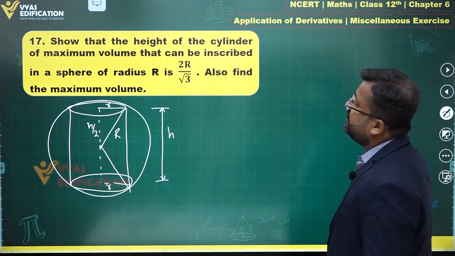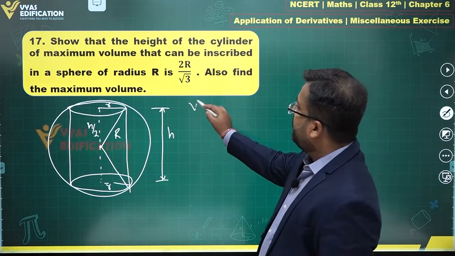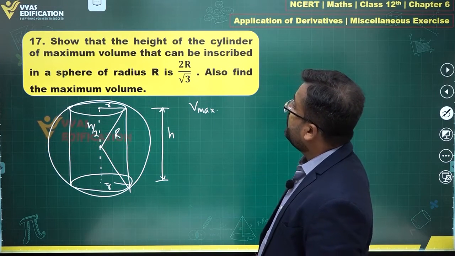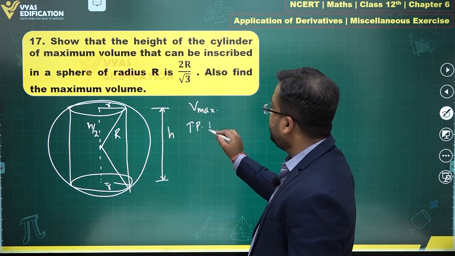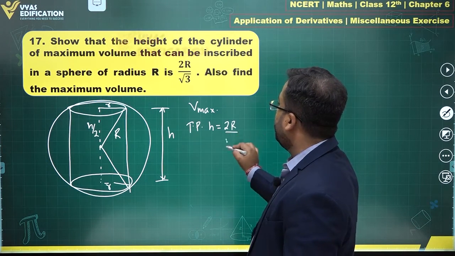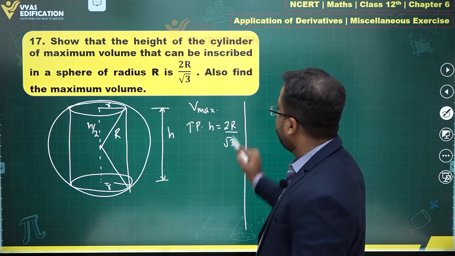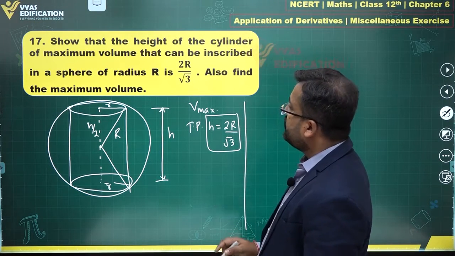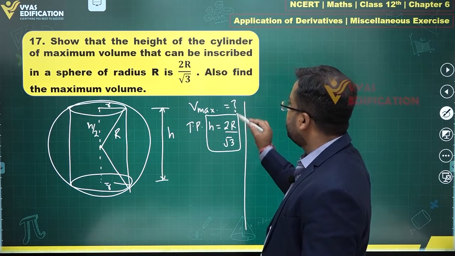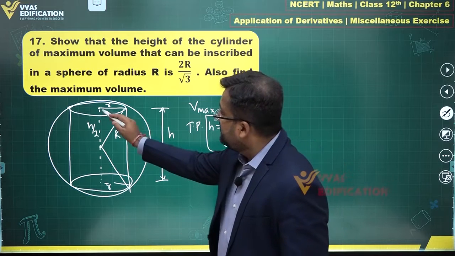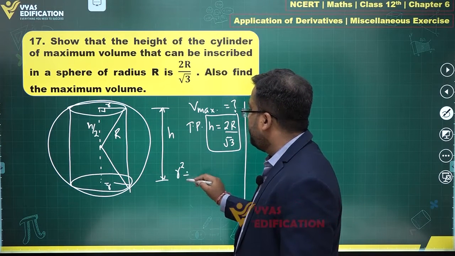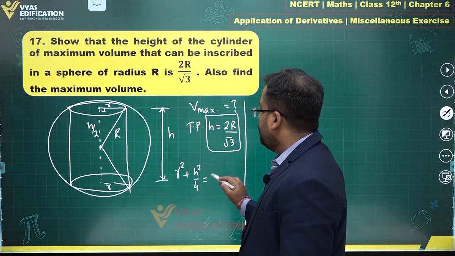Show that the height of the cylinder of maximum volume, V max, that's what we are supposed to deal with, that can be inscribed in a sphere of radius R, is to prove height is equal to 2R upon root 3. That's our target, right? Okay, and what else? Also find the maximum volume. V max is equal to question mark, right? What is the relation between small r, capital R, and h by 2? You see that this is 90 degrees. So r square plus h square by 4 is equal to capital R square.